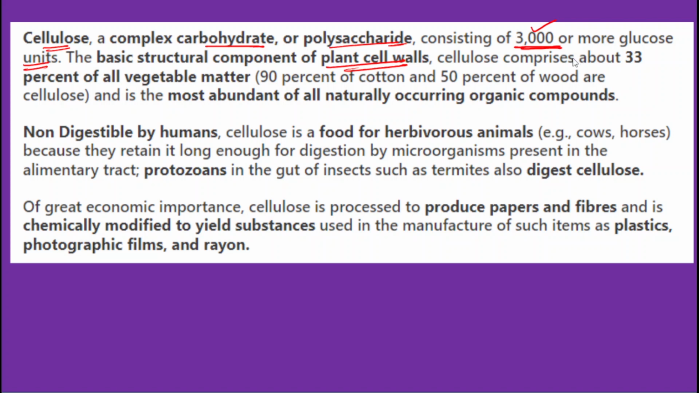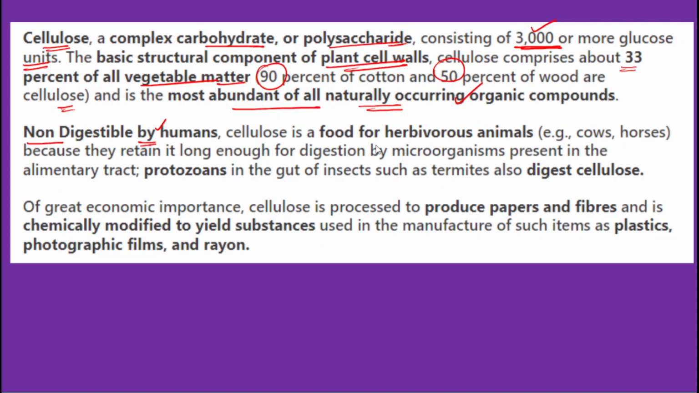Cellulose comprises about 33% of all vegetable material; 90% of cotton and 50% of wood are cellulose. It is the most abundant of all naturally occurring organic compounds. If you look at all naturally occurring organic compounds, cellulose is the most abundant. However, cellulose is non-digestible by humans.